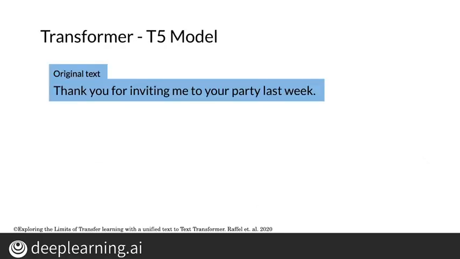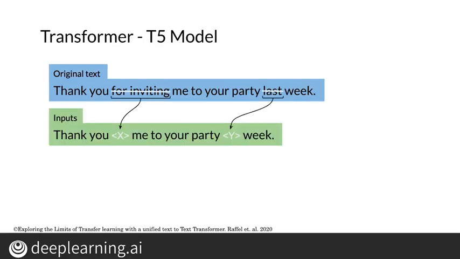So the model architecture and the way the pre-training is done, first of all, is you have an original text, something like this, where you have, "Thank you for inviting me to your party last week." So you mask certain words, so "for inviting," "me," "last," and then you replace them with tokens like brackets X, brackets Y. So brackets X corresponds to "for inviting," and brackets Y corresponds to "last."